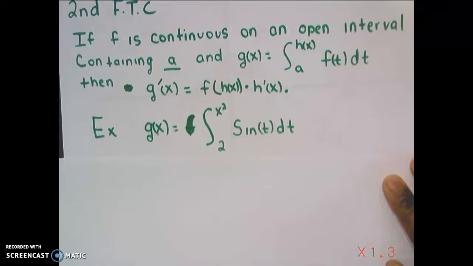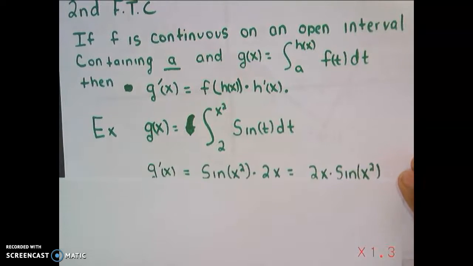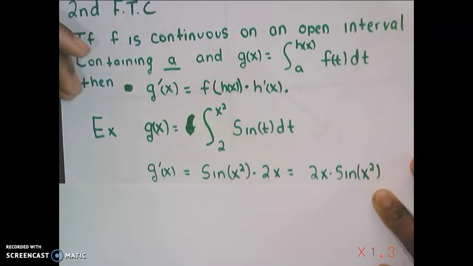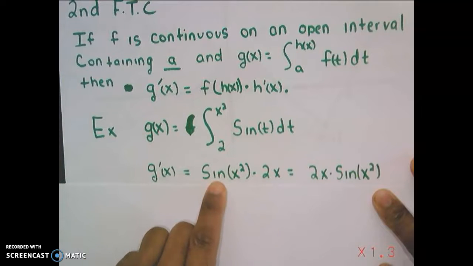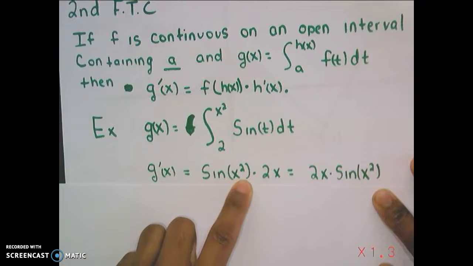So we know we can use the second fundamental theorem of calculus to find what g prime of x is going to be equal to. So what is g prime of x going to be equal to? We get rid of the integration sign. Since we're taking the derivative, that's going to cancel out the integration sign, and everywhere we see a t, we're going to put the upper limit, which is x squared. So that's where we get sine of x squared.